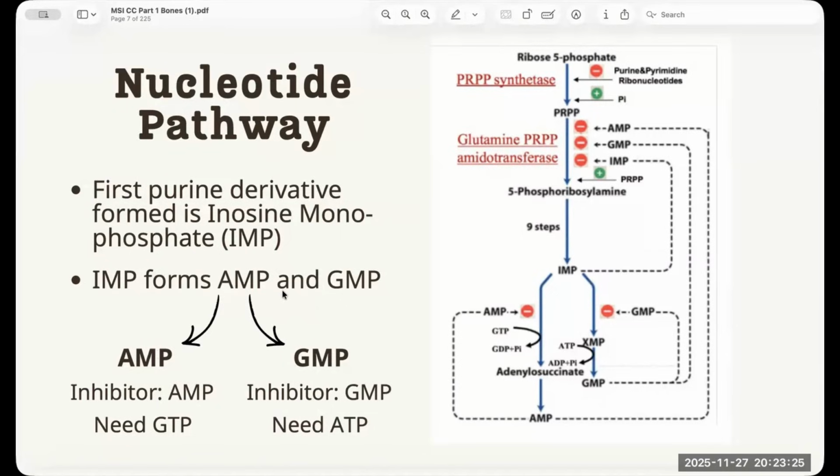All right. The IMP forms AMP and GMP, which are two nucleotides that we just talked about. And they have negative feedback inhibition, and so it's easy to know that AMP will be inhibited by AMP, GMP will be inhibited by GMP. The AMP needs GTP to be synthesized, and the GMP needs ATP to be synthesized.